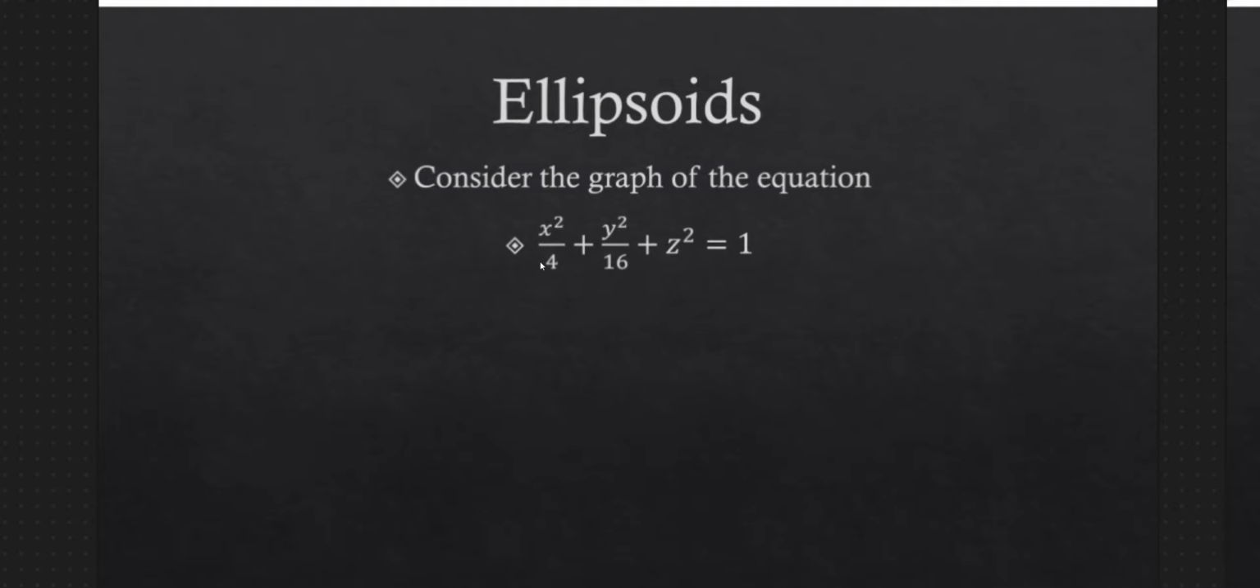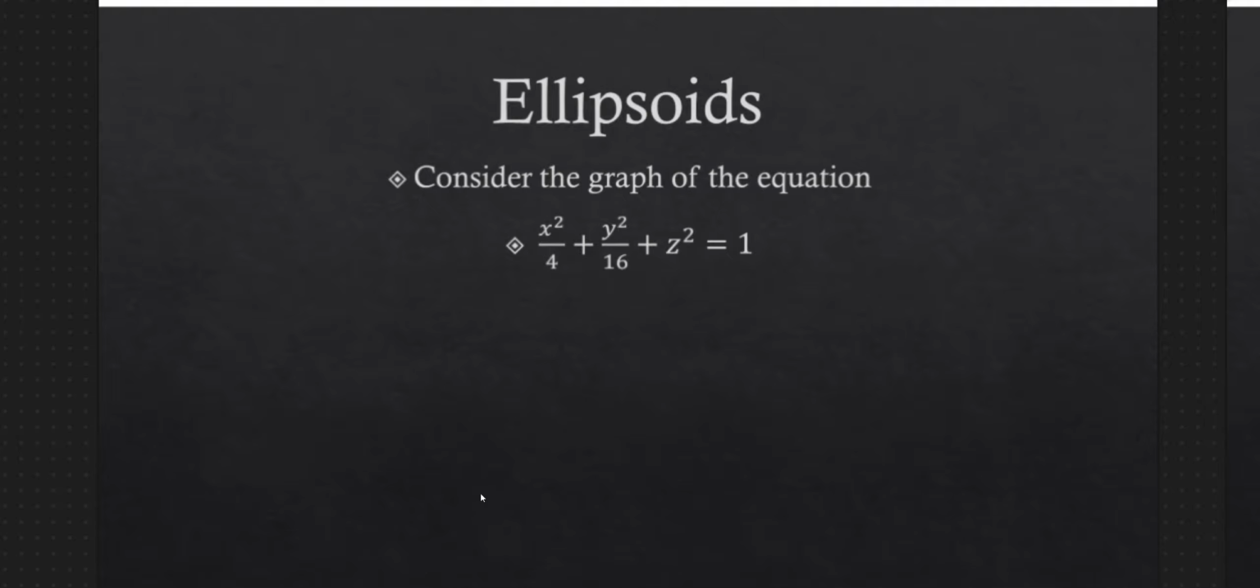Consider the graph of the equation, this one. So one way to recognize an ellipsoid is if I cover up one of these variables, what I get is what looks like an ellipse equation. If I cover up the z, I get an ellipse. If I cover up the y, I get another ellipse equation. If I cover up the x, I also get an ellipse equation, but in terms of y and z.